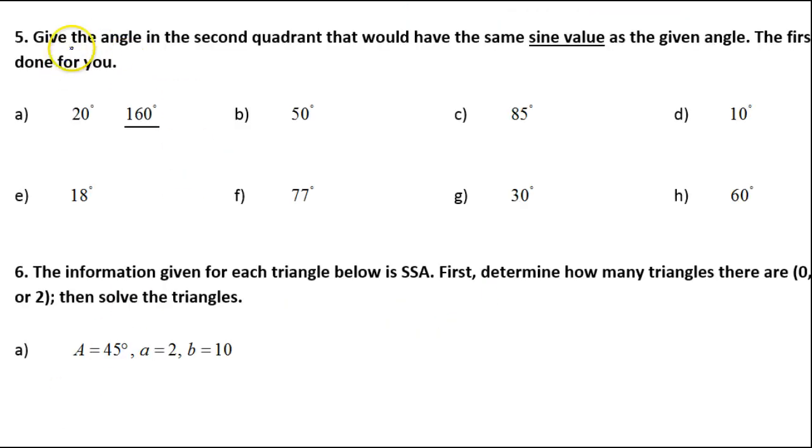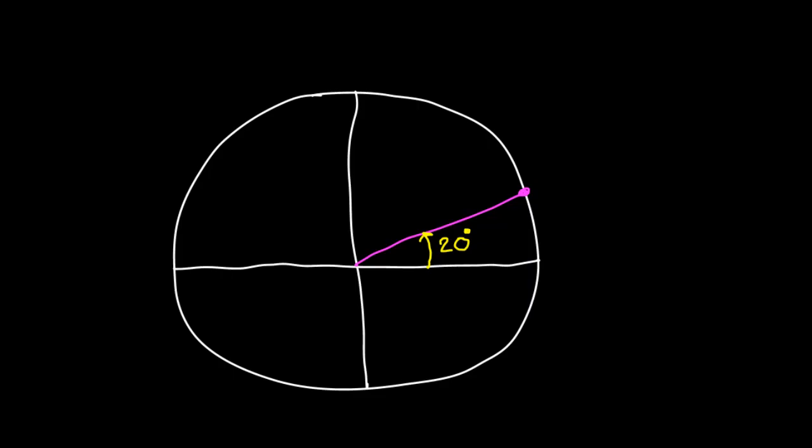Problem number 5, give the angle in the second quadrant that would have the same sine value as the given angle. First one is done for you. Well, let's look at that. Given a 20-degree angle, the question is, what would be an angle in the second quadrant that would have the same sine as this? Now, remembering that the sine is the y value, that's the height of this point. We're looking for the same y value in the second quadrant.